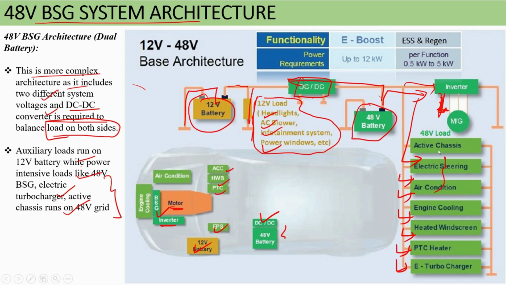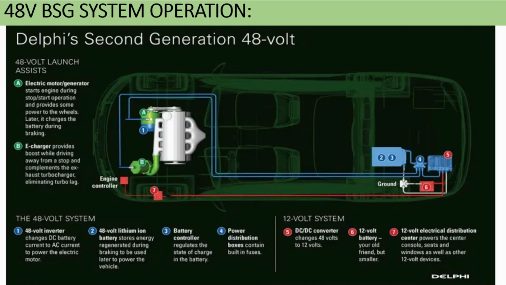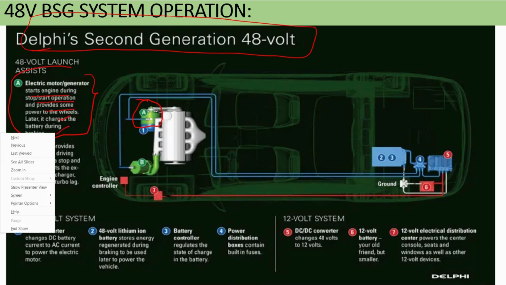Okay, I hope you understood the concept in this. And if you have any confusion on this, you just ask me. So different companies have different versions. This is the second generation 48 volt architecture. In this, what they have is an electric motor generator start. This is the one they are talking about. It starts the engine during the stop-start operation and provides some power to the wheel. Later, it charges the battery also.